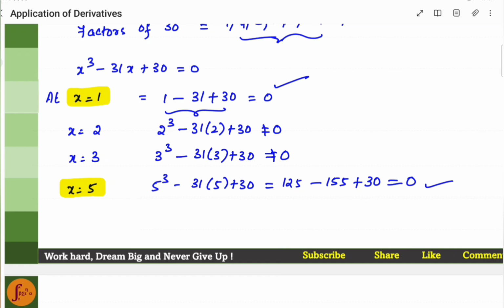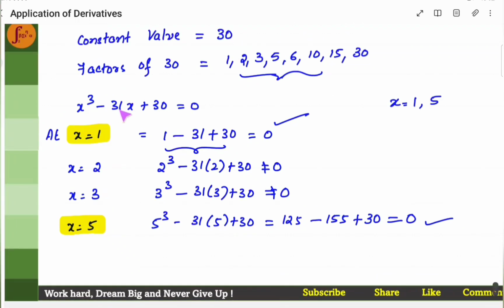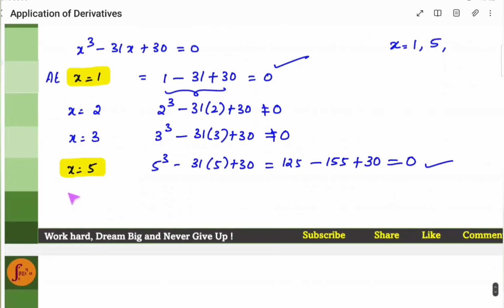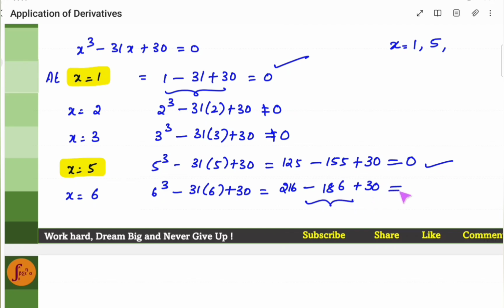So we got two x values, x is equal to 1 and 5. Since it's a cubic function, we need to get 3 values of x. So we need to find another value of x. Let's continue. x is equal to 6. It's basically 6 cube minus 31 into 6 plus 30. So this will be 216 minus 186 plus 30. Is this equal to 0? This is not equal to 0.